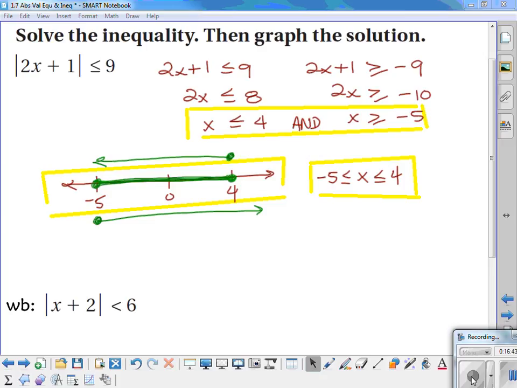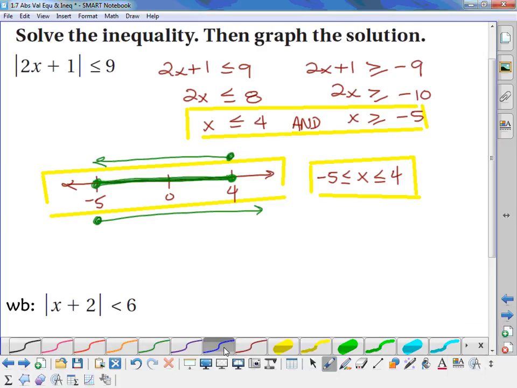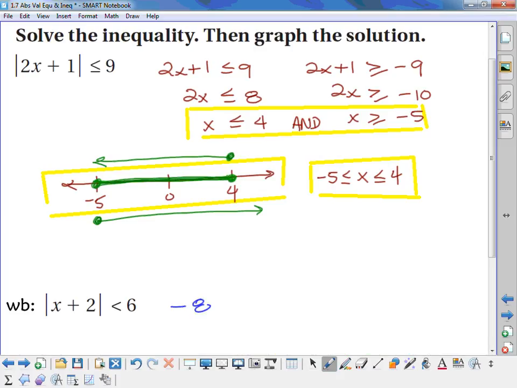Okay, I think we're about out of time. Looks like most of you are getting it. I excuse you, not the bell. So you got negative 8 is less than x is less than 4. Alright, you guys are excused.